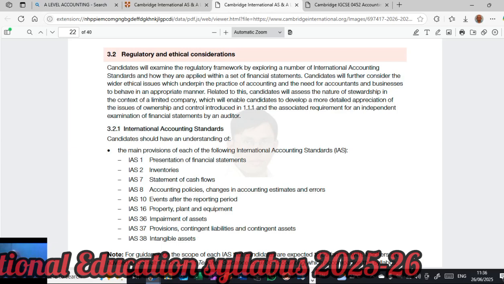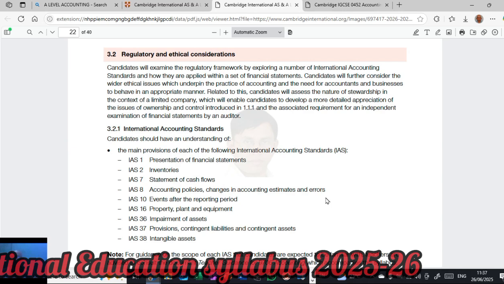Regulatory and ethical considerations. We'll be discussing regulatory or ethical considerations, particularly international accounting standards, what the requirements are, and the main provisions of each of the following international accounting standards, like presentation of financial statements, and what considerations you need to keep in mind. Inventories: how to value inventory, there are different types of inventories and groups of inventories. Statement of cash flows: how to prepare a statement of cash flows, and the different things related to it. Accounting policies, changes in accounting estimates and others, the concepts related to that.